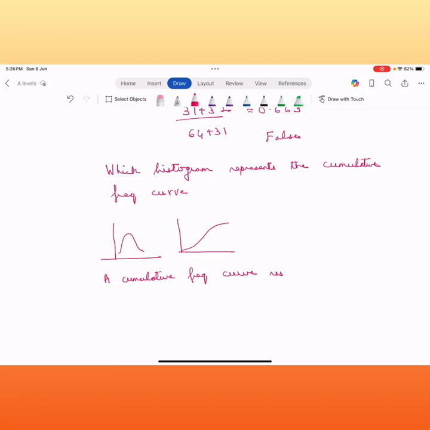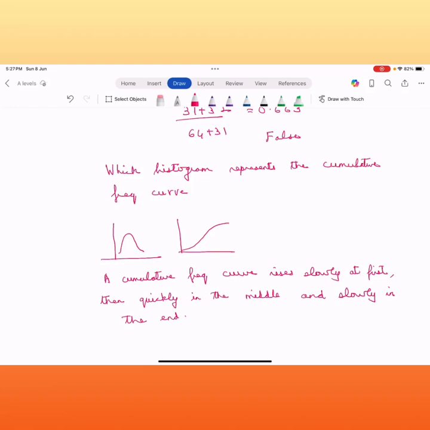A cumulative frequency curve rises slowly at first, then quickly in the middle, and slowly in the end. So this is the histogram which represents the cumulative frequency curve.